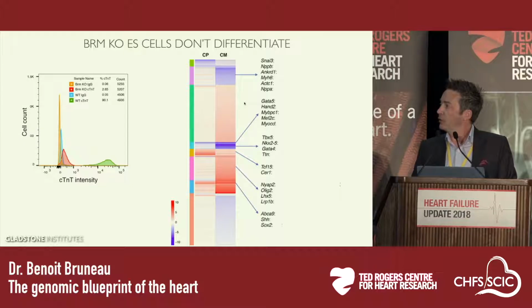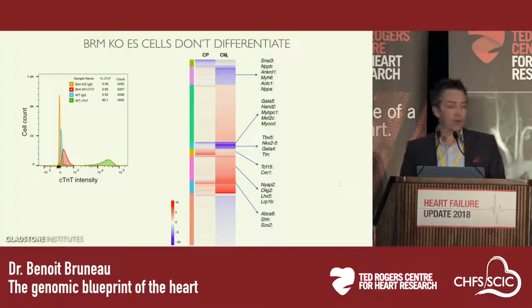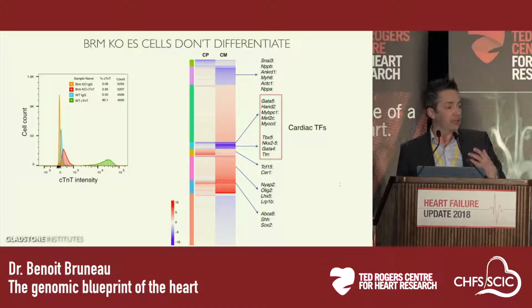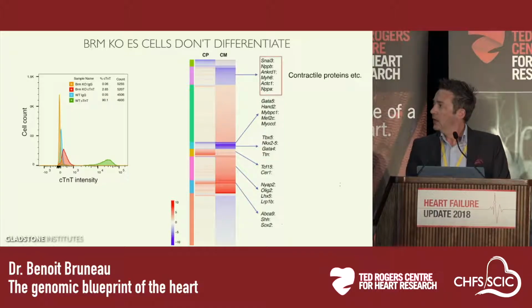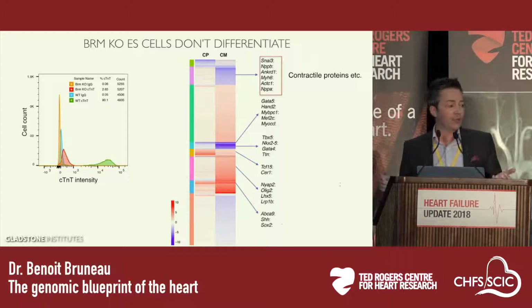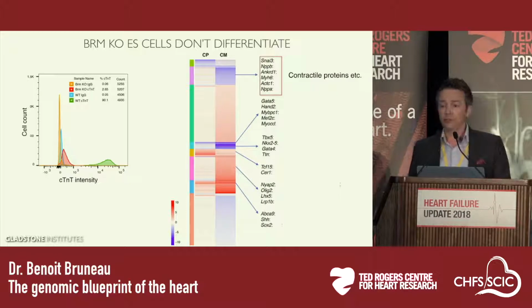And here's a heat map showing you in red genes that go up and in blue genes that go down. This is at a cardiac precursor stage and at a cardiac myocyte stage, where normally you'd have cardiac myocytes. We find that early on there's a failure to activate some of the important cardiac transcription factors, but not complete failure. Later on, there's an absolute complete loss of any expression of the contractile protein genes. So all the contractile protein genes shut off.